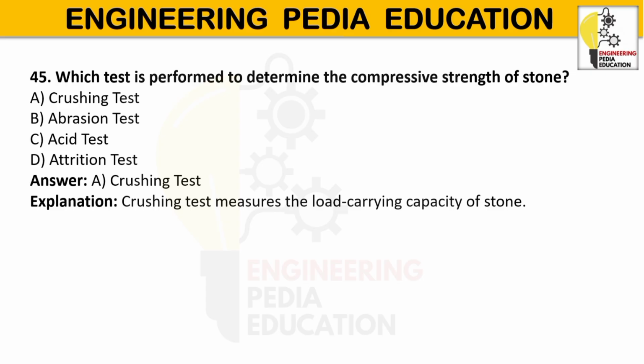Why is this test performed? To determine the crushing strength. The machine used is the CTM, that is, the compression testing machine. What is the compressive strength of a good building stone? Generally more than 100 MPa, that is, 100 Newton per mm square is preferred for structural work.